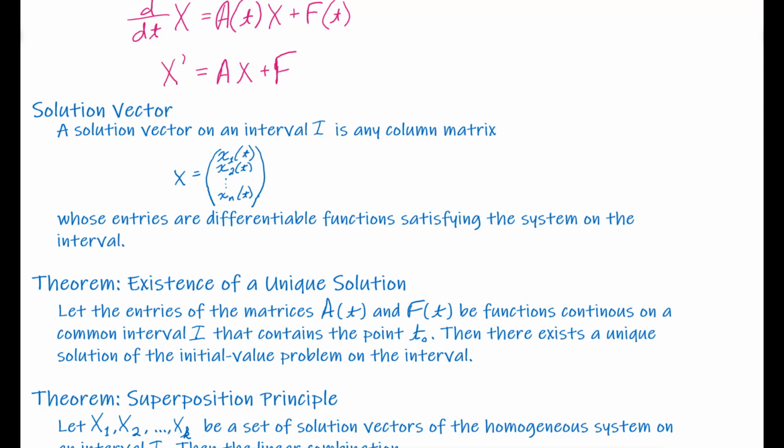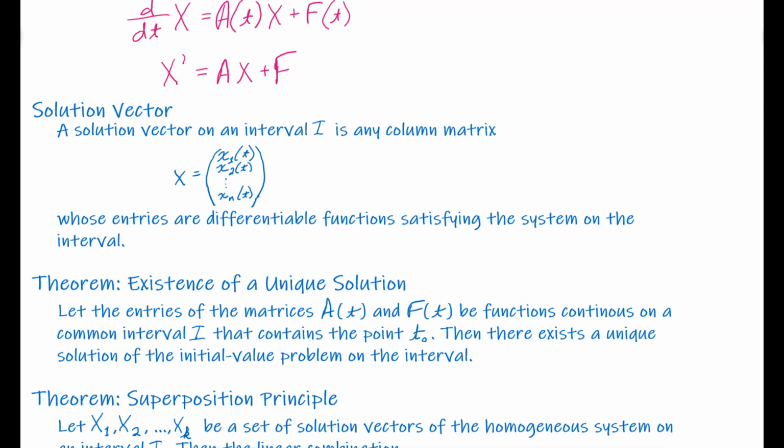Notice here in this definition it's called a column matrix because it is a single column. Vector and column matrix are interchangeable here. So now let's talk a little bit about when these solutions exist to these systems of differential equations. So we have a theorem about the existence of a unique solution.